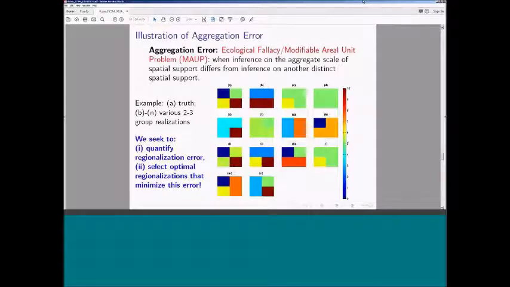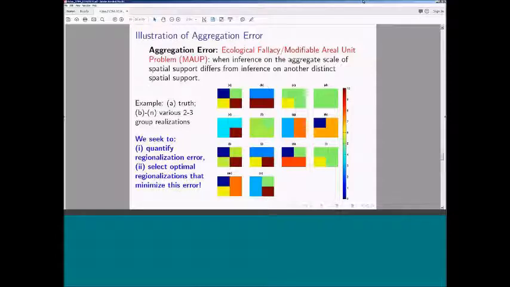Okay, so now you're a data user. This is really important, and you say, okay, I want to change the geography. I want to estimate things on a different spatial support. Then one thing you need to know is, is that spatial support meaningful? There's a potential aggregation error, and it's called the ecological fallacy or modifiable areal unit problem. That's when inference on the aggregate scale of the spatial support differs from inference on another spatial support.